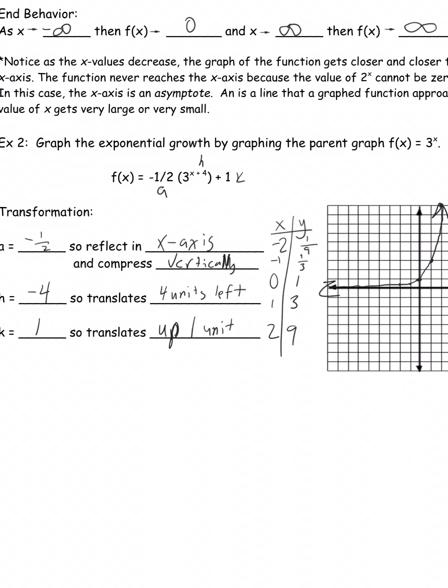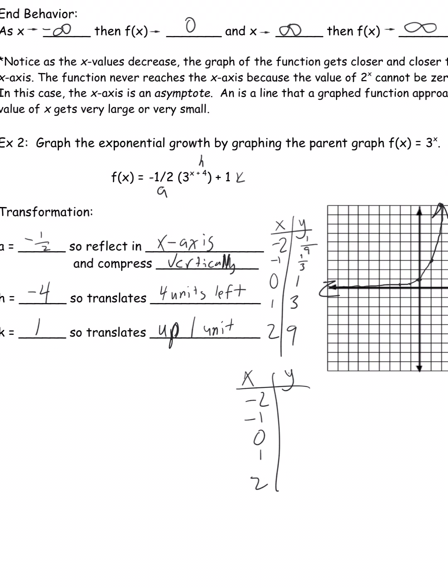Okay, now we are going to apply some transformations. So the first transformation we're going to apply is the negative 1/2. So what we're going to do is we're going to take the same x values, negative 2, negative 1, 0, 1, and 2. But now we are going to multiply the 1/9, the 1/3, the 1, the 3, and the 9 by negative 1/2.